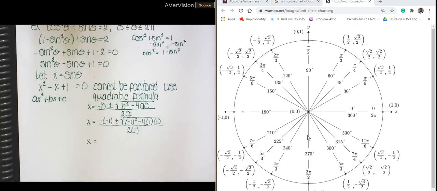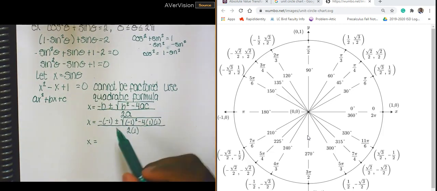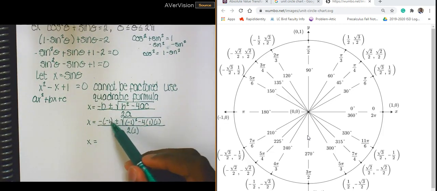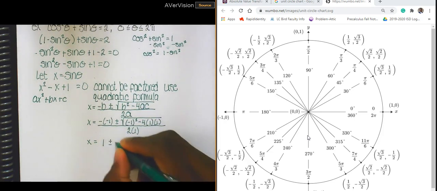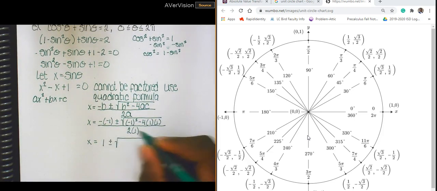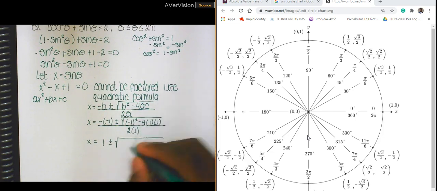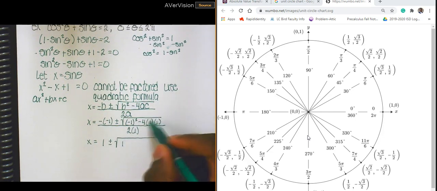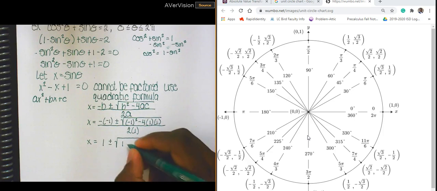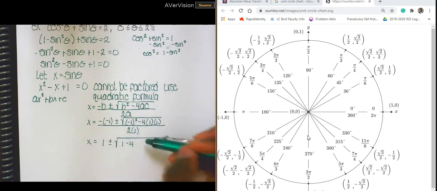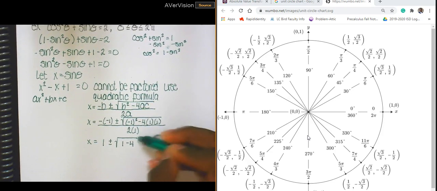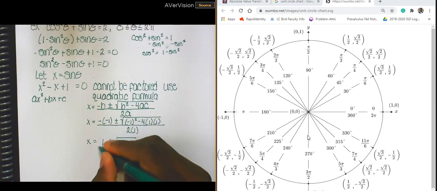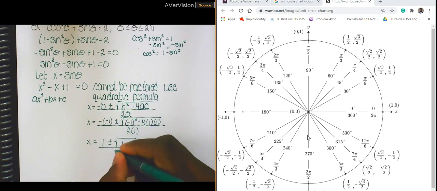All right, if we plug in a, b, and c, we get negative 1 times negative 1, which is positive 1, plus and minus the square root. Negative 1 squared is 1. Negative 4 times 1 is negative 4. And all divided by 2.